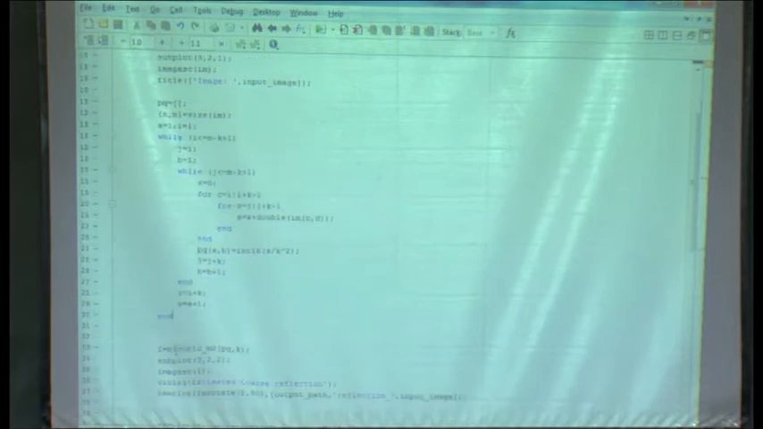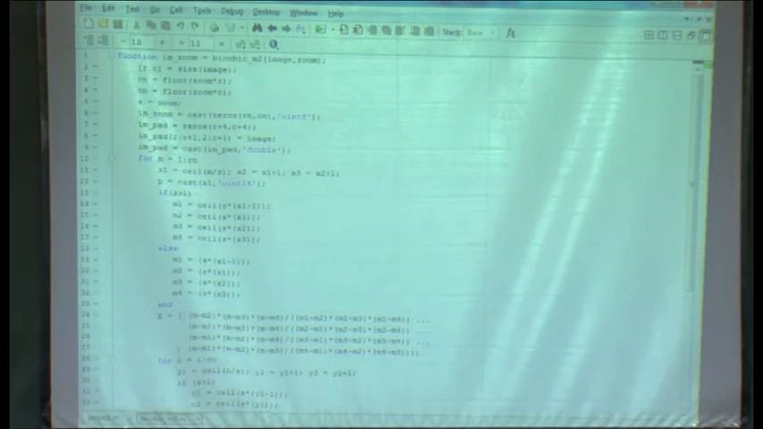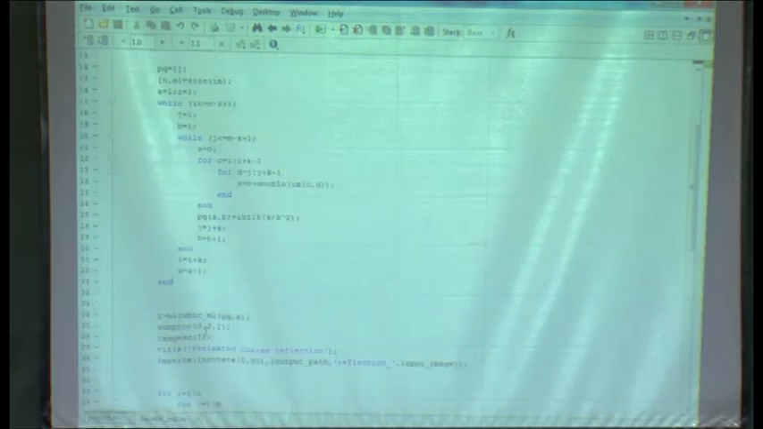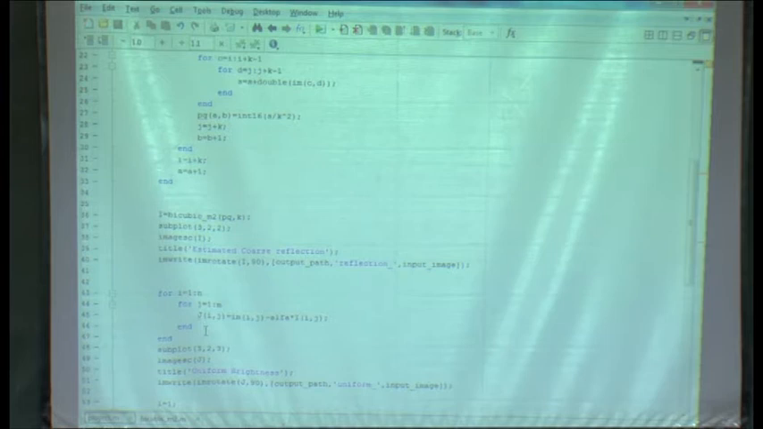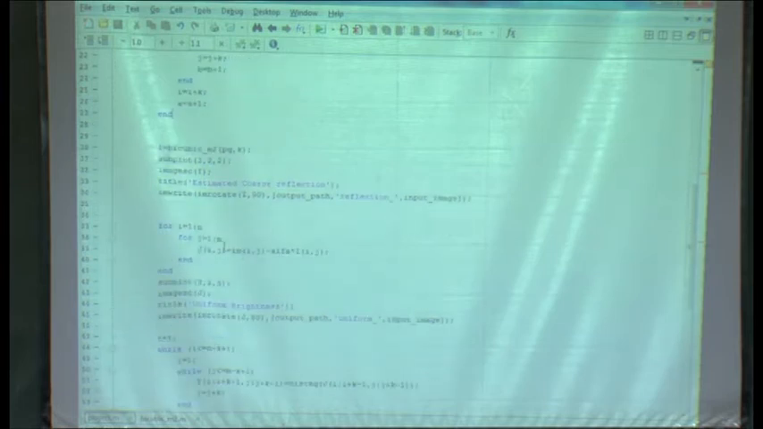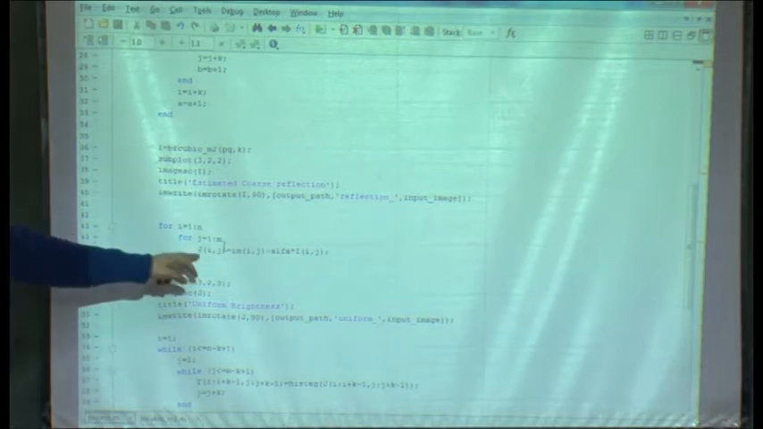And after that this is the bicubic interpolation. So it does the bicubic interpolation, and then after that for each 10 by 10 block it calculates the. So this is the subtraction.